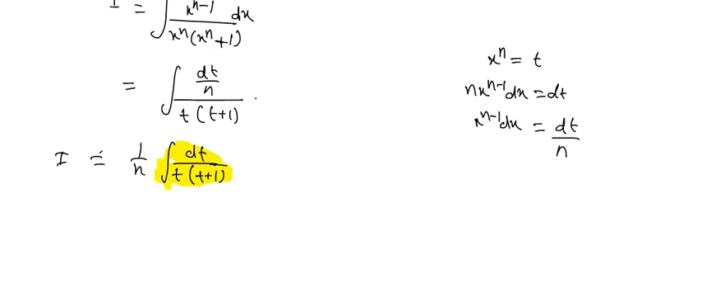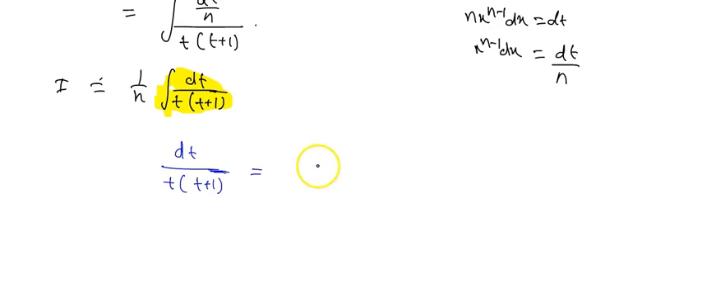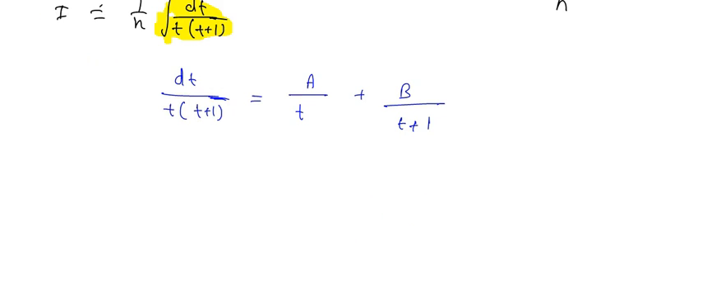So if I use the partial fraction method in this proper rational function, the partial fraction method is used to decompose a proper rational function into two or more proper rational functions. So if I write, it will be 1 by t multiplied by t plus 1 equals a by t plus b by t plus 1.